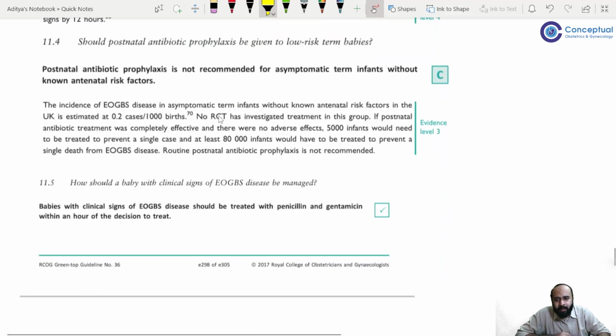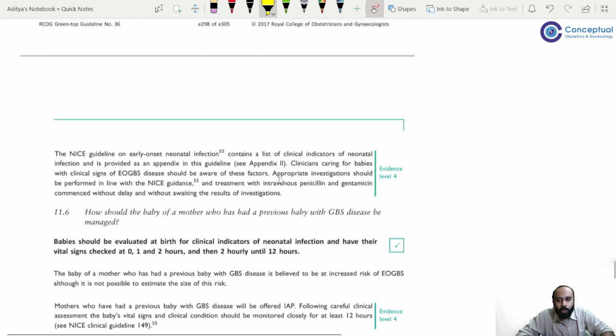Should postnatal antibiotics be given to a baby who is low risk, who does not seem to have any problem? It is not recommended for asymptomatic infants without any risk factors. But if a baby is having all those signs, then you should be treating it, you should be keeping it in an ICU and you should be treating it with antibiotics.